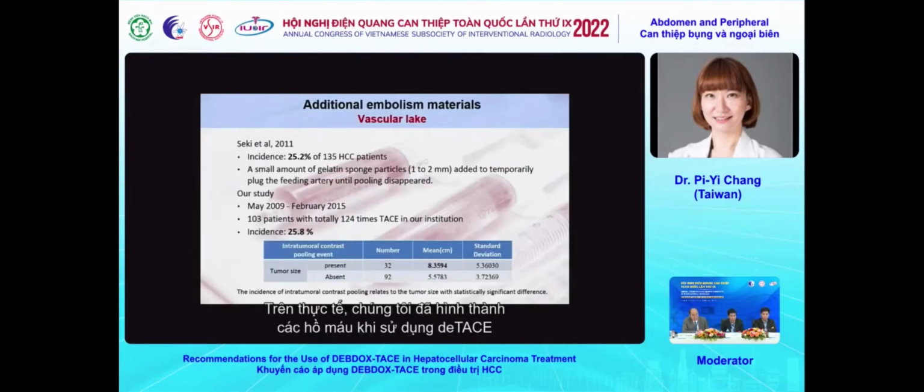Actually, we had faced vascular lake formation when we used DEBDOX-TACE. In a Japanese paper, the incidence of vascular lake formation in 135 HCC patients is 25.2%. And in my study, it's almost the same. It's 25.8% chance of vascular lake formation. But I analyzed the data and found out the relationship between the tumor size and the incidence of vascular lake formation. So larger tumors have greater incidence of vascular lake formation. You can see tumors with a mean of 8.3 centimeters have vascular lake formed.